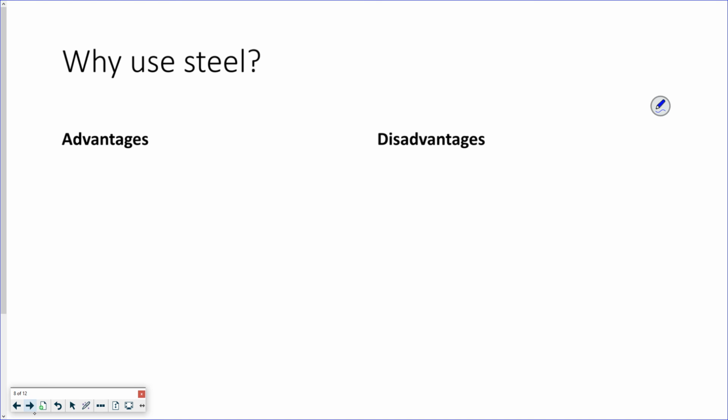So why use steel? What are the advantages? We've already talked about some of them. It has a high strength, especially compared to its cost. So it's economical. It's uniform.